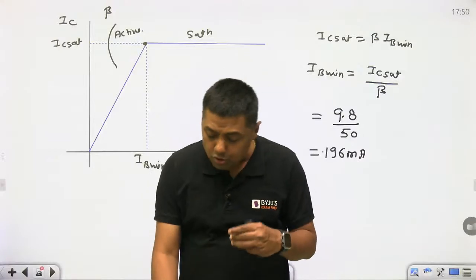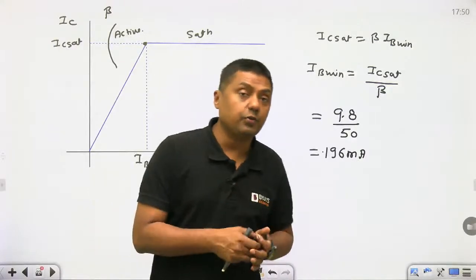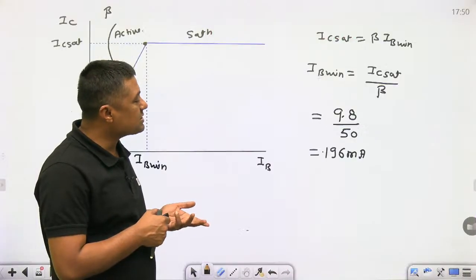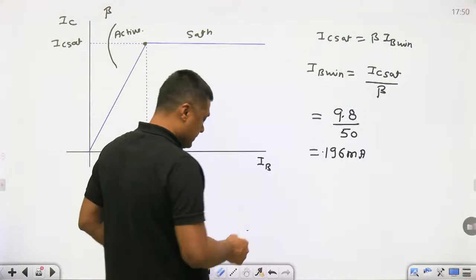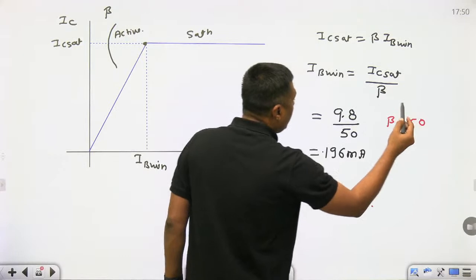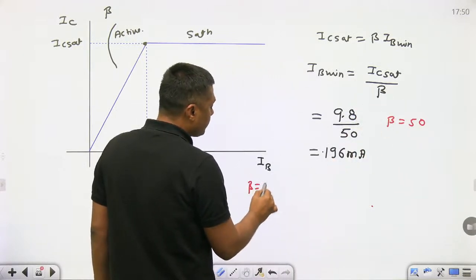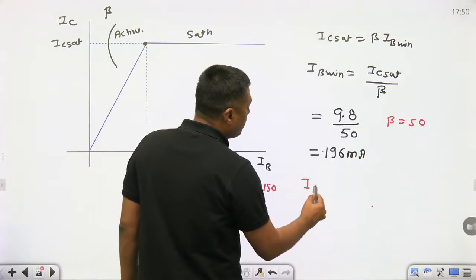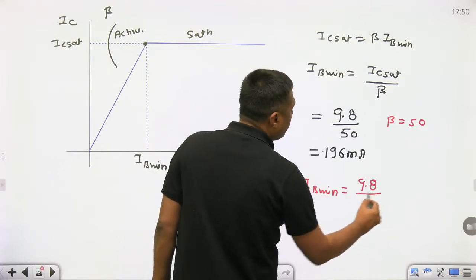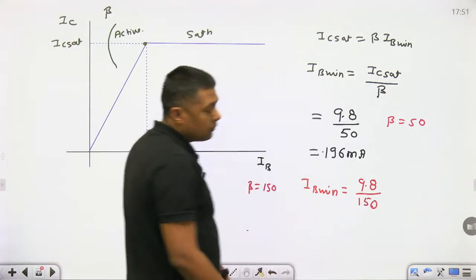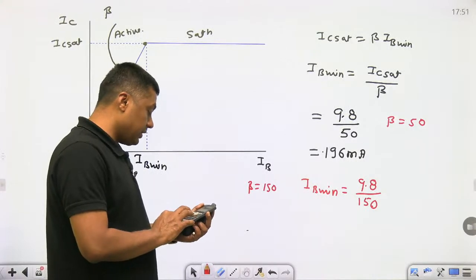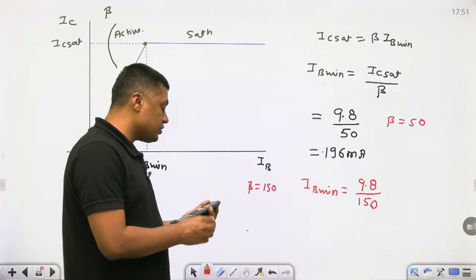Now suppose you are choosing beta equal to 150, because beta varies from 50 to 150. Then the minimum base current required for saturation will reduce. The previous value is for beta equal to 50. Now if you choose beta 150, then IB minimum is 9.8 divided by 150, which will become 0.065 milliampere only.